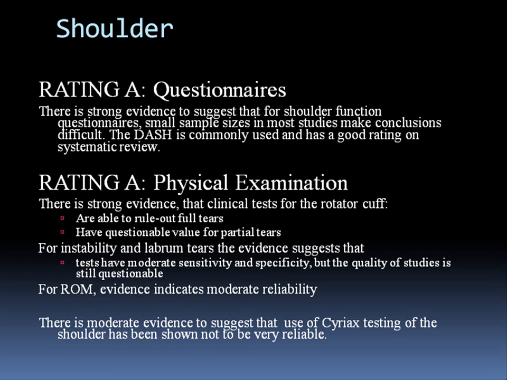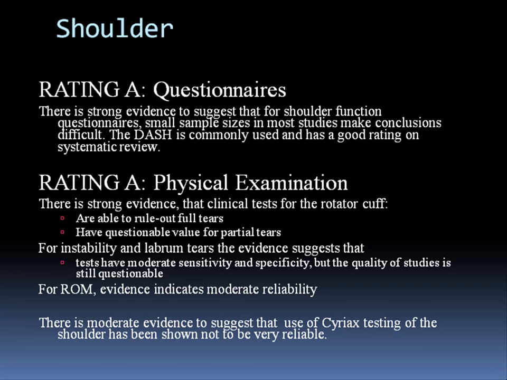So let's summarize the key ratings for the in-office evaluation of the shoulder. We gave a rating of A for the use of questionnaires because there is strong evidence to suggest that for shoulder function questionnaires, small sample sizes in most studies make conclusions difficult. The DASH is commonly used and has a good rating on systematic review.